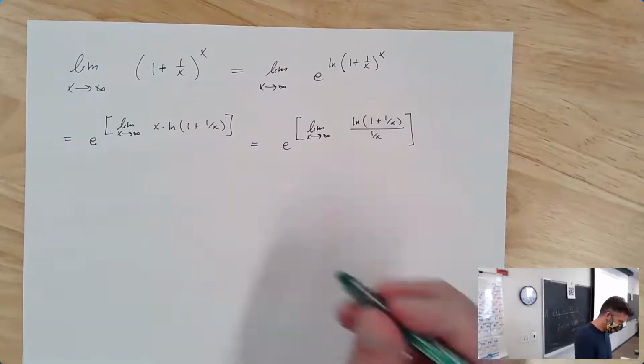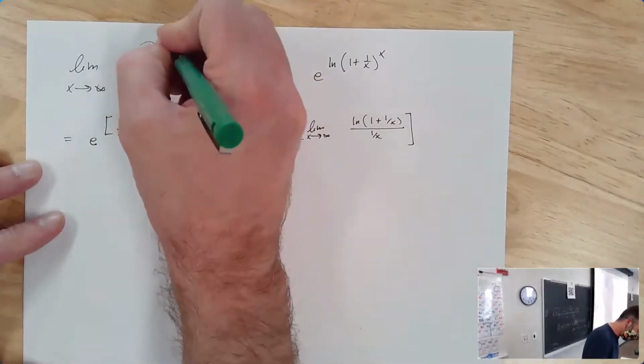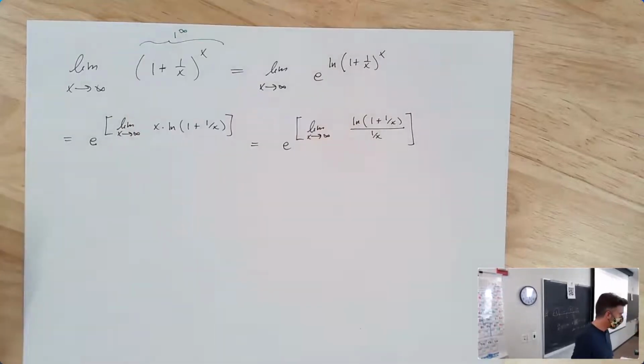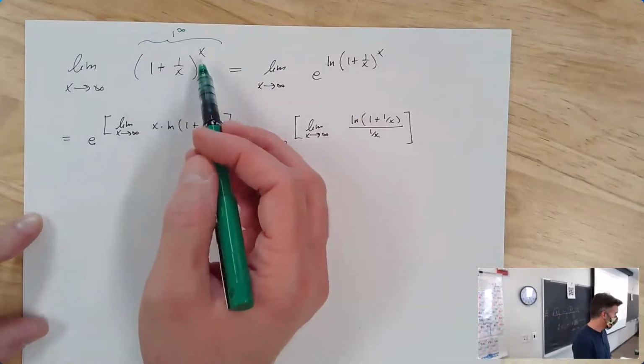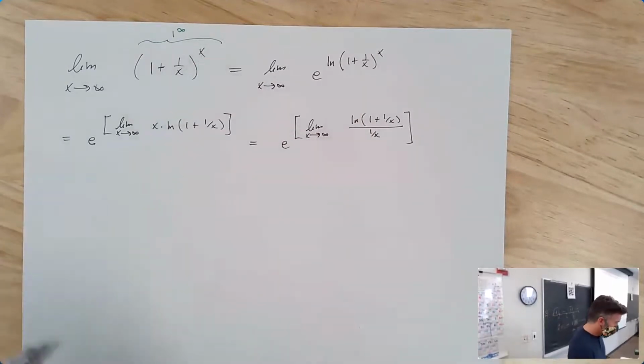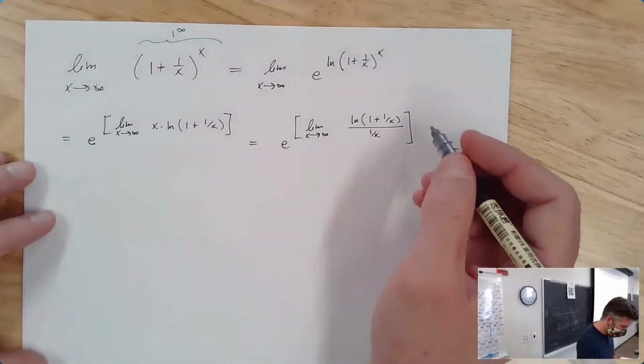I should also mention, just as an aside, this is a 1 to the infinity indeterminate form. The base is going to 1, the exponent is going to infinity. And I should also say 1 to the infinity is not necessarily 1, right? Because it's not 1 times 1 times 1 over and over again. It's a number that's a little bigger than 1 times itself, times itself, times itself. And eventually, you multiply it by itself enough times to overcome the fact that it's so close to 1.